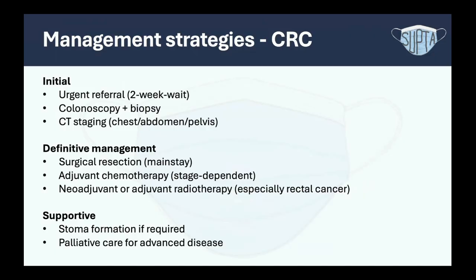Definitive management is mainly surgical resection. Also, depending on the stage, the patient may receive chemotherapy afterwards. And in rectal cancer, especially, radiotherapy is often used before or after surgery to reduce any local recurrence. Since the rectum is fixed in the pelvis, it can be targeted more accurately with radiation in comparison to the colon, which is more mobile and also less suitable for radiotherapy.